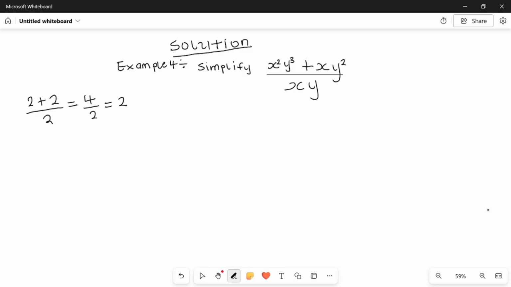But watch, there's another way we can do this to get the same answer as 2 here. Watch closely. 2 plus 2 over 2 can be rewritten as 2 over 2 plus 2 over 2.